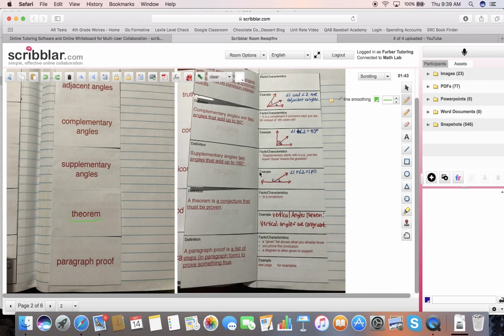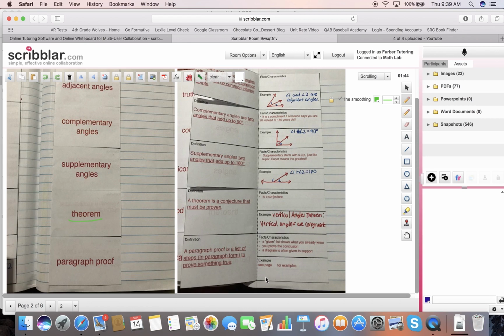Okay, so we're going to talk about a paragraph proof. Now, a paragraph proof, okay, is a paragraph that lists the steps in paragraph form to prove that something is true, okay? Facts and characteristics. You're always given something. A given list shows what you already know, okay? Sometimes you'll be given a diagram to look at. Sometimes you'll also be given an actual statement, okay? You are going to prove the conclusion that they tell you to prove. And they're going to say, prove this. That's the conclusion you're trying to prove. But you're going to get there through a series of steps. And a diagram is often there to give support to what you're looking at.